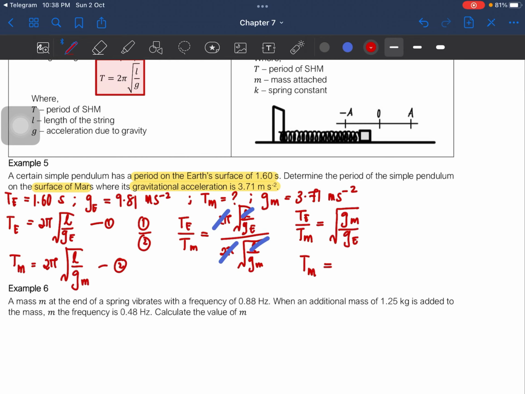Wait. It becomes TE over TM equal to GE over GM. Right? Is it correct? We need to square this. Wait a moment, I haven't shown the solution yet. Square both sides.